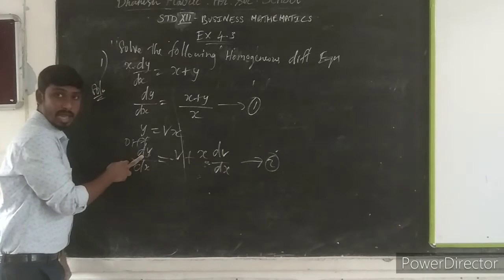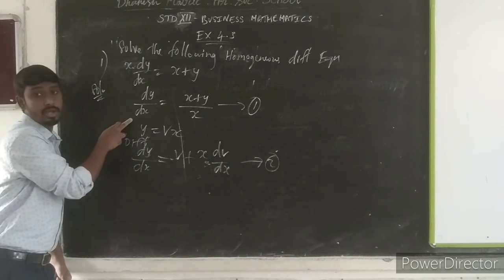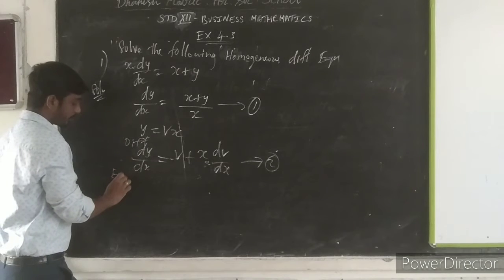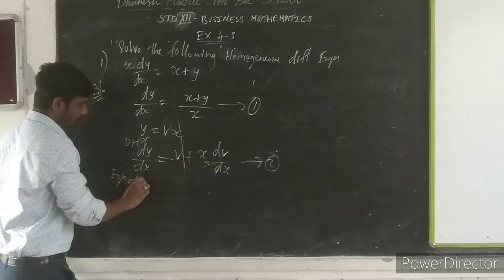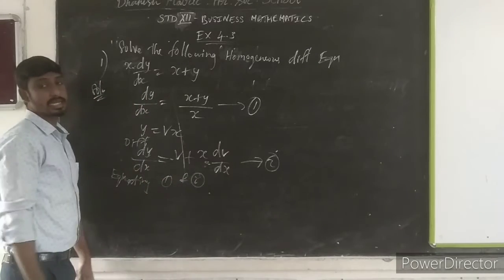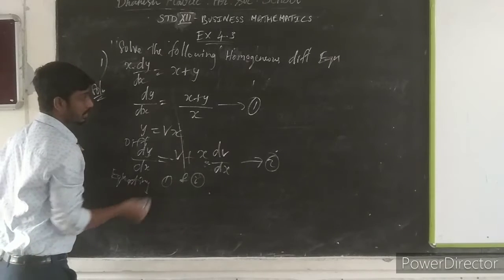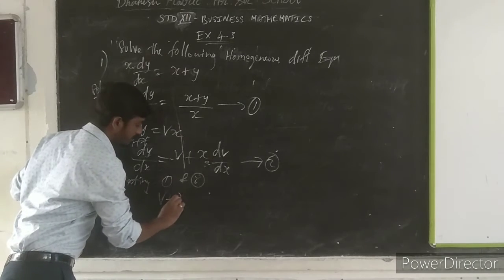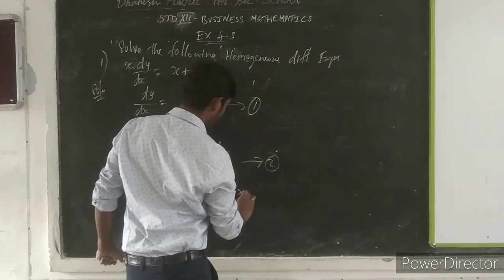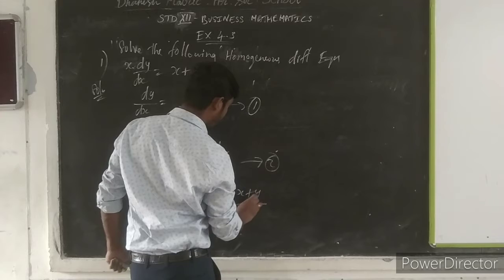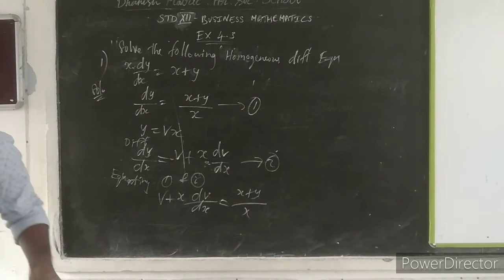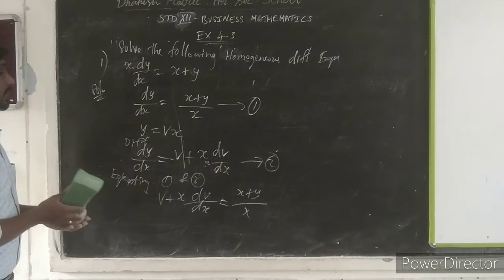Here also we have dy by dx, and here also we have dy by dx. Now equating the first equation and the second equation. What is the first equation? v plus x dv divided by dx equal to x plus y divided by x. So now equating this, we get this.